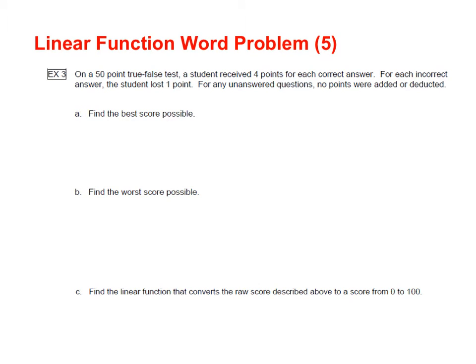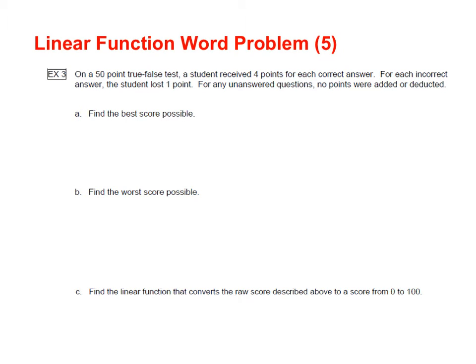All right, last word problem of the chapter. On a 50-point true-false test, a student received 4 points for each correct answer. For each incorrect answer, the student lost 1 point. For any unanswered questions, no points were added or deducted. So, part A, find the best possible score.